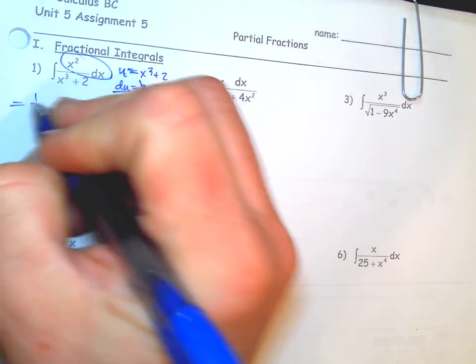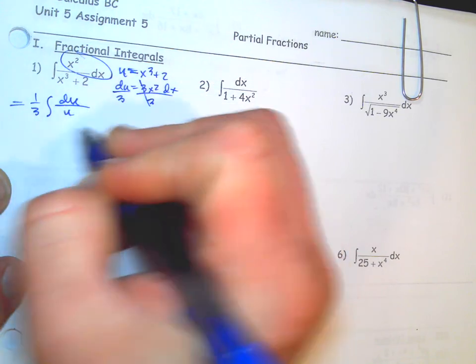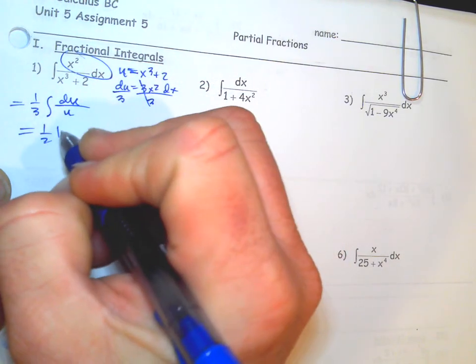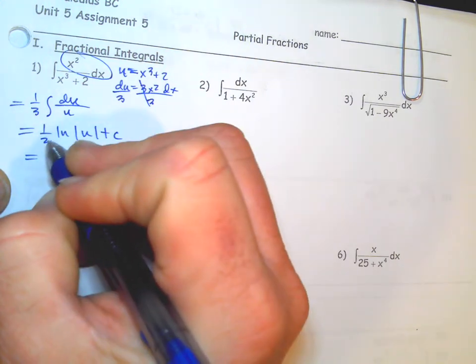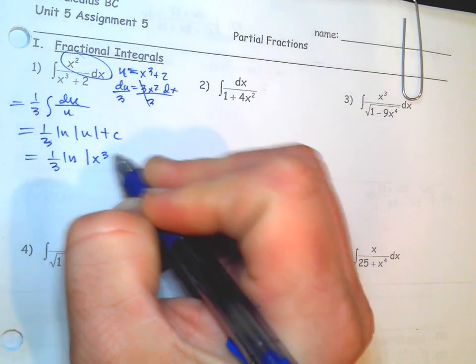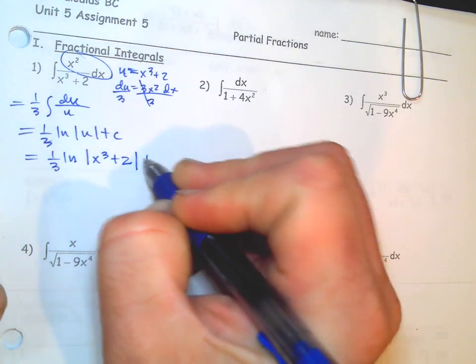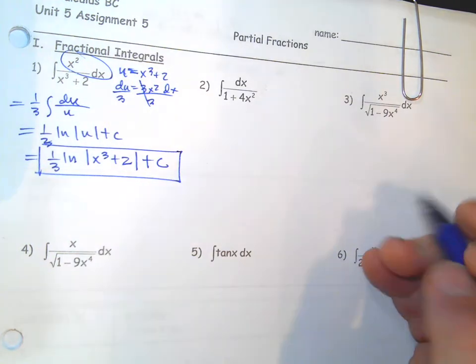So that's going to be 1/3 du over u, which is going to be 1/3 natural log of the absolute value of u plus c, which is going to be 1/3 natural log of the absolute value of x cubed plus 2 plus c, and that's it. Absolute value should be in your final answer.